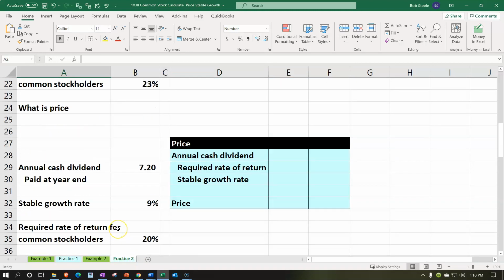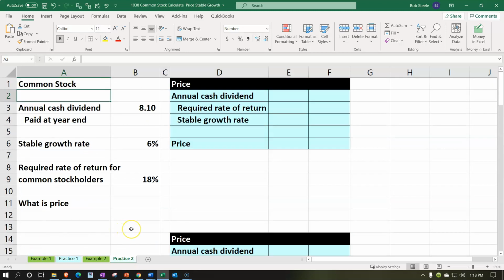We'll do a few different alternatives so you can see how the relationships will change now that we've added another dynamic here, not simply the payment that we'll get directly, the dividend, but also the rate of growth. So let's do the same calculation here. We're going to say the dividend is going to be $8.10. The stable rate of growth we're assuming is 6%, and the required rate of return is going to be 18. What do we think the price would be then?